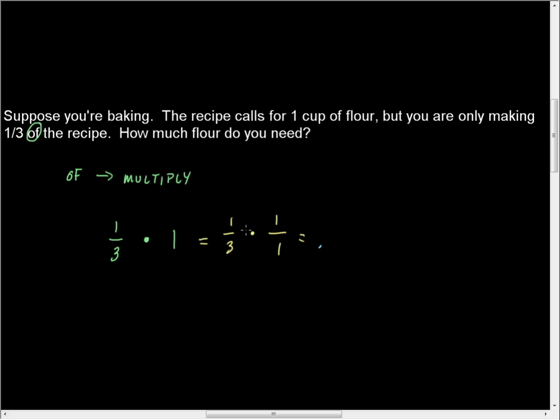You take the tops, or the numerators, multiply those together, and that becomes your new numerator. Then on the bottom, in the denominators, you take the 3 times the 1 to get the 3. That's your answer. And so, suppose you're baking. The recipe calls for 1 cup of flour, but you're only making 1/3 of the recipe. How much flour do you need? 1/3 of a cup.